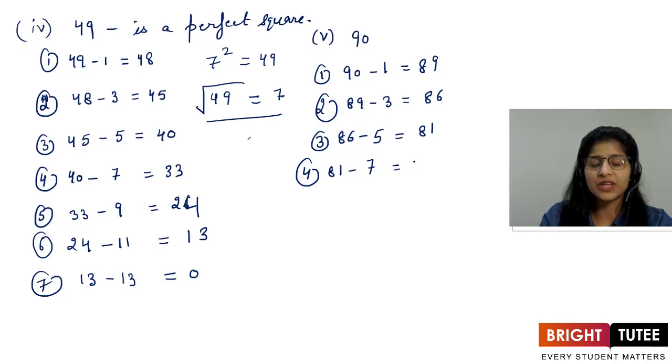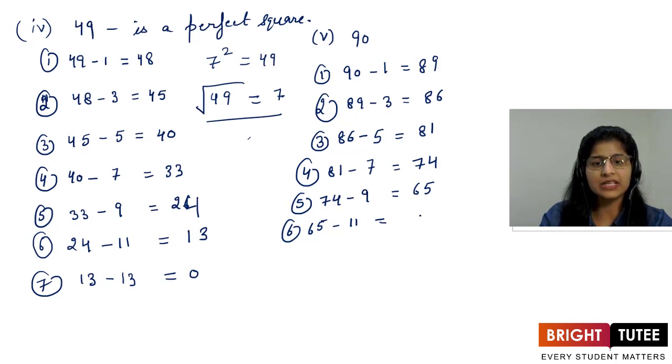Right, so how much are we going to get? 74. The next step, from 74 we have to subtract 9. What do we get? 65. The next step is from 65 we will subtract 11.